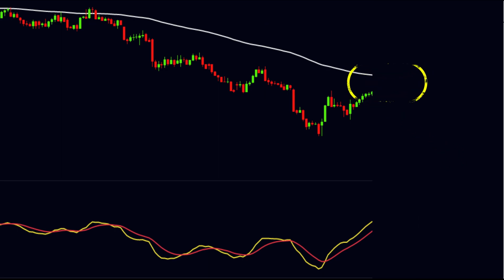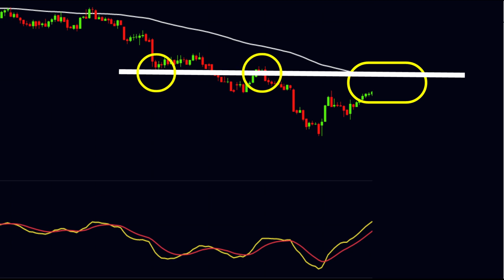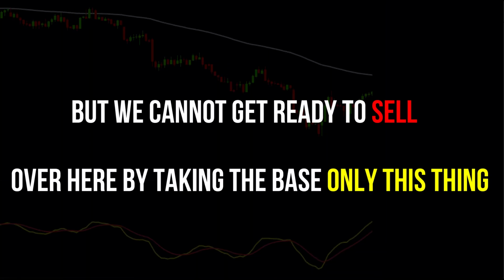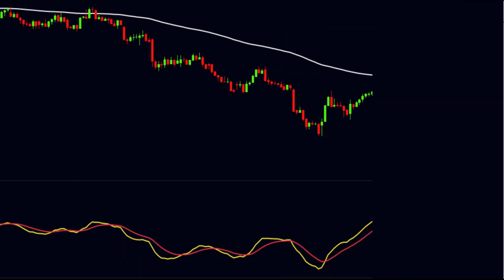If you notice, this area intersects the major level of support and resistance. It means this level provided support some time ago and recently it provided resistance. And some flatness of the EMA also indicates this level to be our next resistance to the price, thus there are chances for the price to get resistance over here and get the reversal. But we cannot get ready to sell over here by taking the base only this thing. We will require the help of MACD to decide our trade setup.